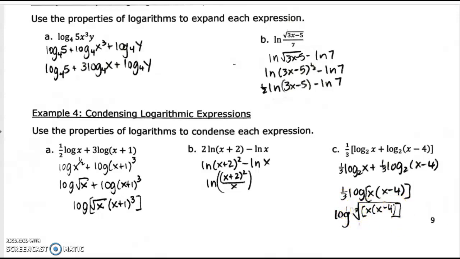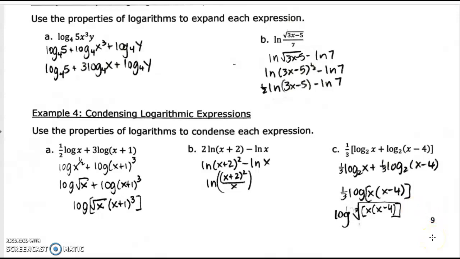So the other way you could do this is condense the inside first to multiplication. So I could have first made this 1/3 on the outside, log of x times x minus 4, and then just done everything, taking the cube root of that. So whichever way feels most comfortable for you, either of those are mathematically correct.